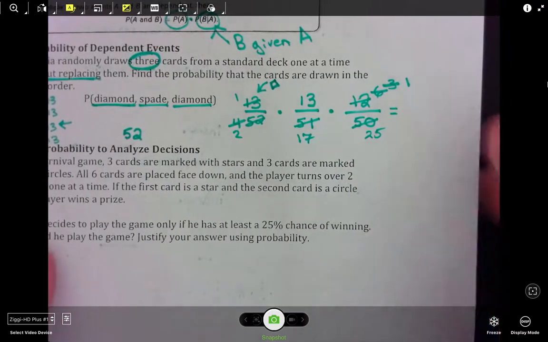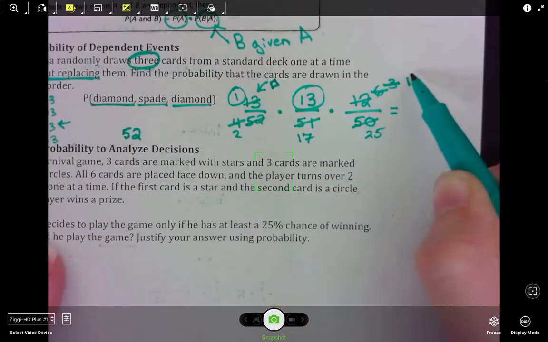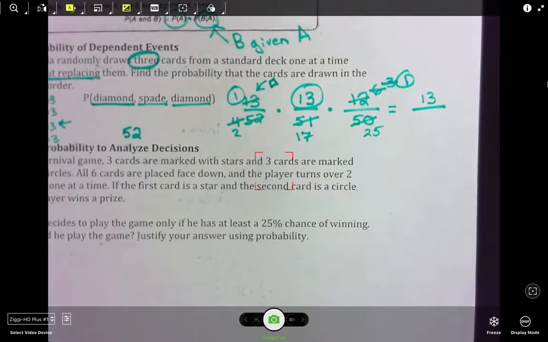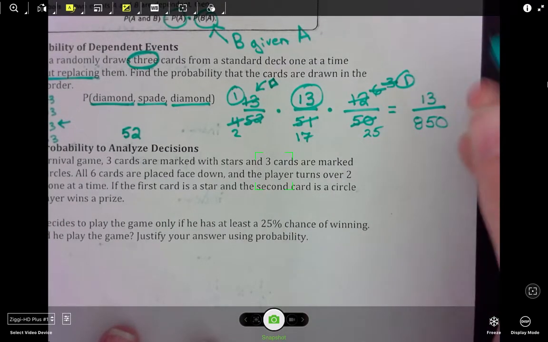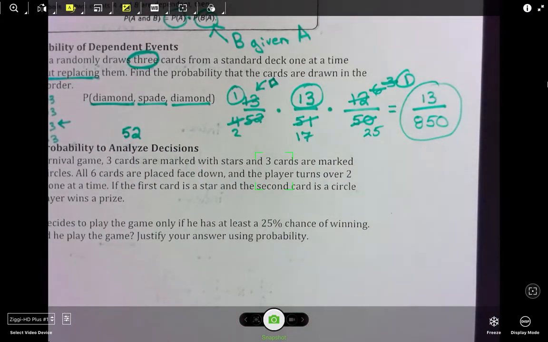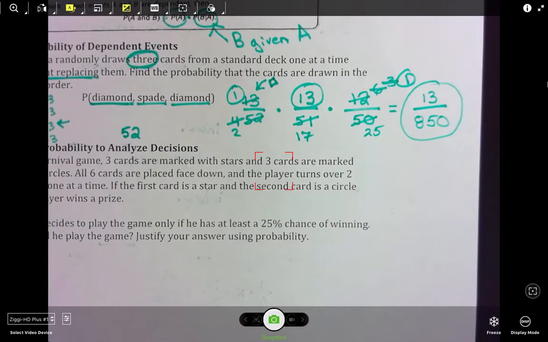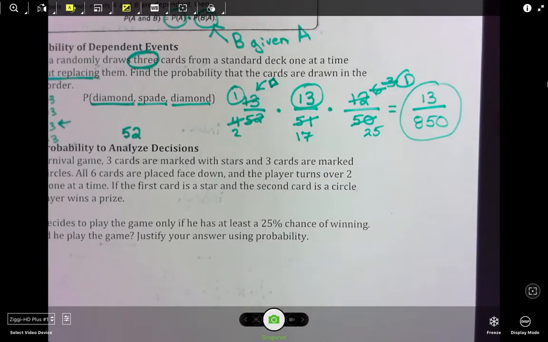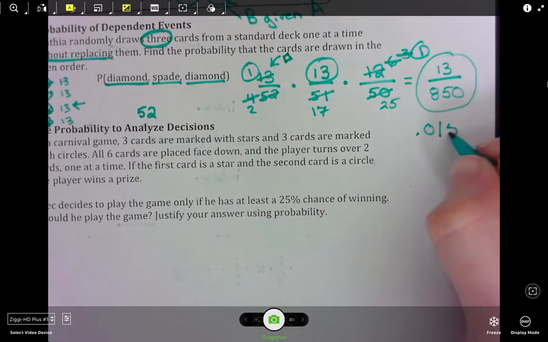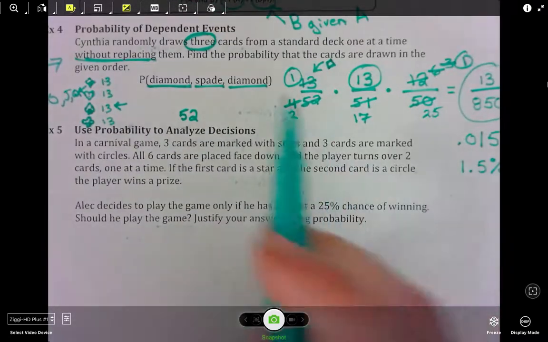13 is a prime number. All right, so on the top I have 1 times 13 times 1. 1 times 13 times 1 is 13 over 2 times 17 times 25. 2 times 17 times 25 is 850. So I have a 13 out of 850 chance of drawing those 3 in that order if I do not replace. In case you were wondering, 13 divided by 850 is a 0.015 chance, which is a 1.5% chance. There you go. Not very likely that I'm going to have that happen.